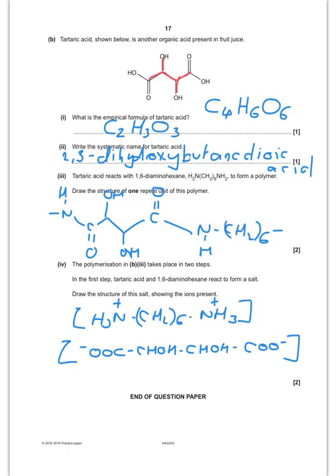Okay, then it wants me to react this guy with 1,6-diaminohexane. So if you think you've got an NH2 group coming off here, C6H12, and then another NH2 like so. So this here is going to form a polyamide, and I've drawn that there. And finally, the polymerization takes place in 2 steps. First of all, they react together to form a salt. So what's likely to happen is that both of these hydrogens here, so this guy and this guy, are going to pop off to go on my 2 nitrogens like so, to give me the salt that I have put there.